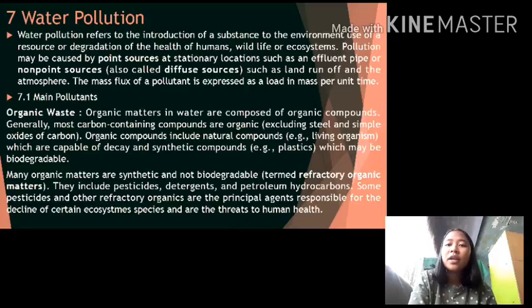7.1 Main pollutants. Organic waste. Organic matters in water are composed of organic compounds. Generally, most carbon-containing compounds are organic, excluding steel and simple oxides of carbon. Organic compounds include natural compounds, i.e., living organisms, which are capable of decay, and synthetic compounds, i.e., plastic, which may be biodegradable. Many organic matters are synthetic and not biodegradable. They are termed refractory organic matters. They include pesticides, detergents, and petroleum hydrocarbons. Some pesticides and other refractory organics are the principal agent responsible for the decline of certain ecosystem species and are threats to human health.